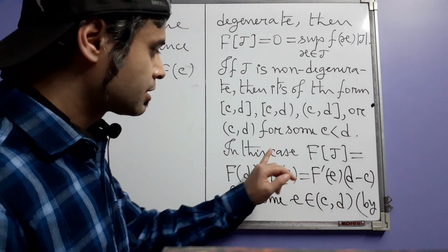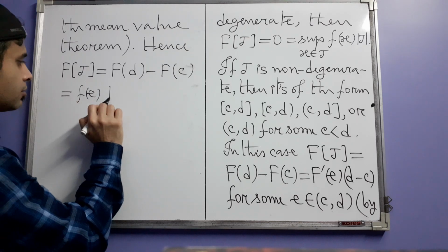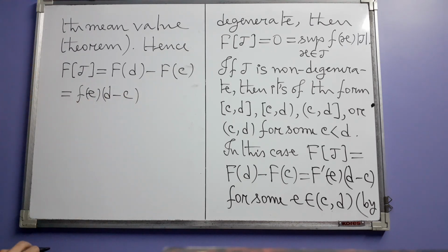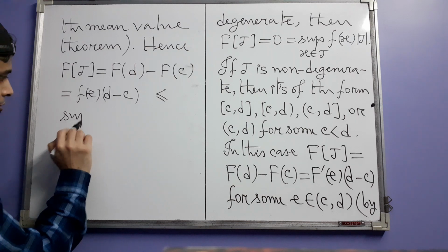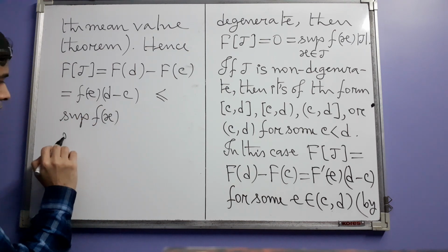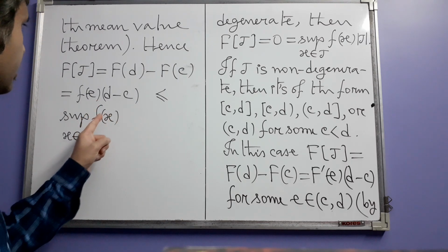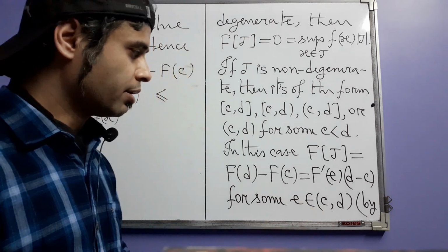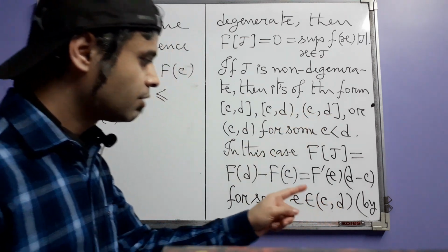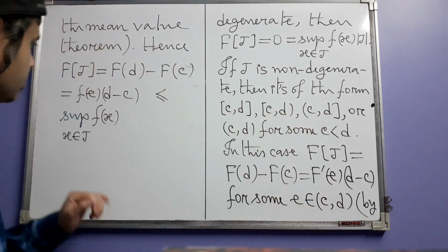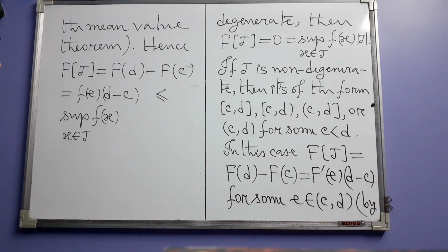However, what is F prime? Because capital F is the antiderivative of small f, this is simply f of e times d minus c. Now f of e, of course, is less than or equal to the supremum of all the f values as x varies over j. Note that we are only considering e inside this open interval, but no matter what j is, whether j is this or this or this or this, the open interval is always contained inside j. So that is why f of e will be less than or equal to the supremum of f of x as x varies over j.